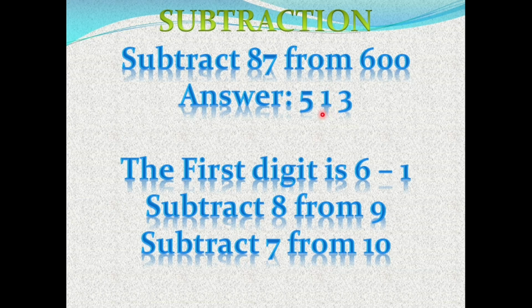And how did I get it? As 87 is a smaller, 2-digit number, and I need to subtract it from a 3-digit number, what I have to do is first take this 6 and deduct 1 from it. So that will become 5. And later, as usual, subtract 8 from 9, which will result in 1, and subtract 7 from 10, that will result in 3. The same I have mentioned here in terms of steps.